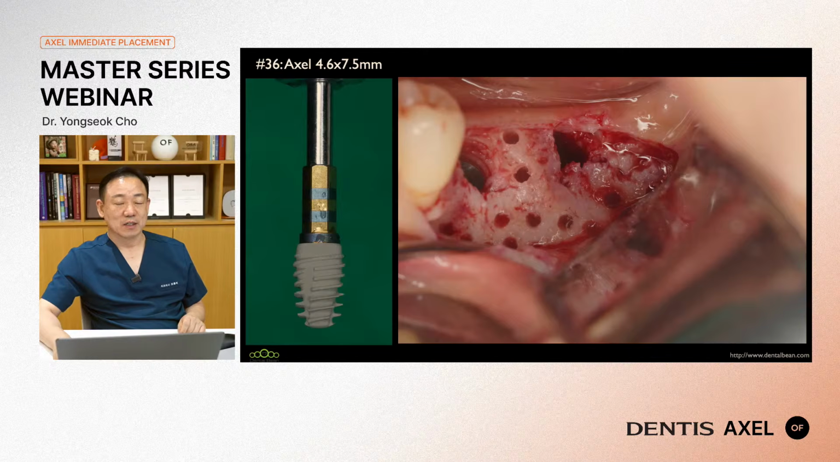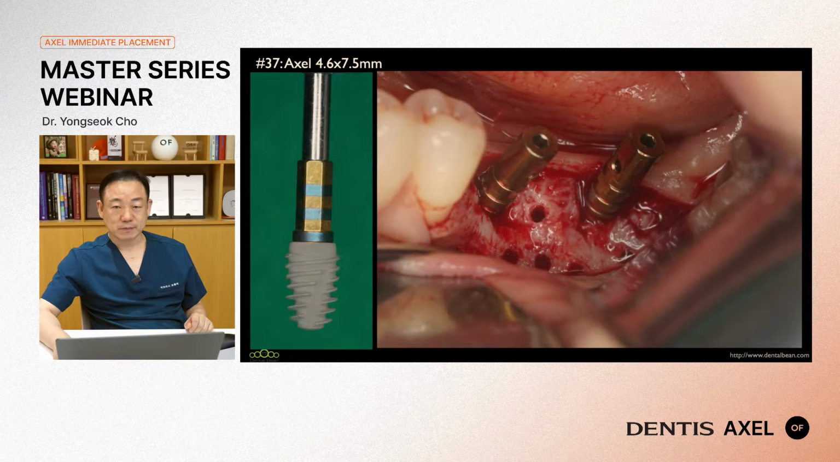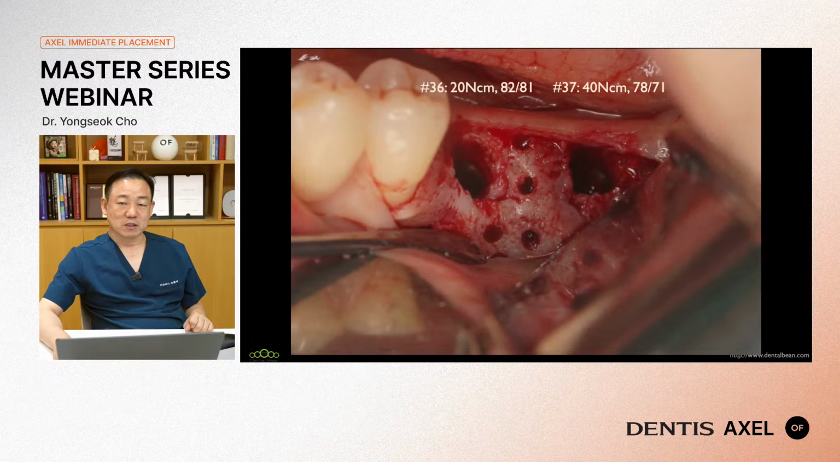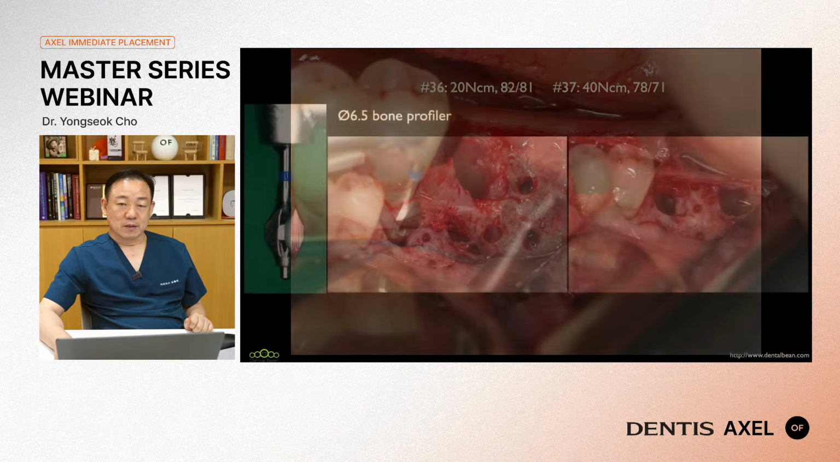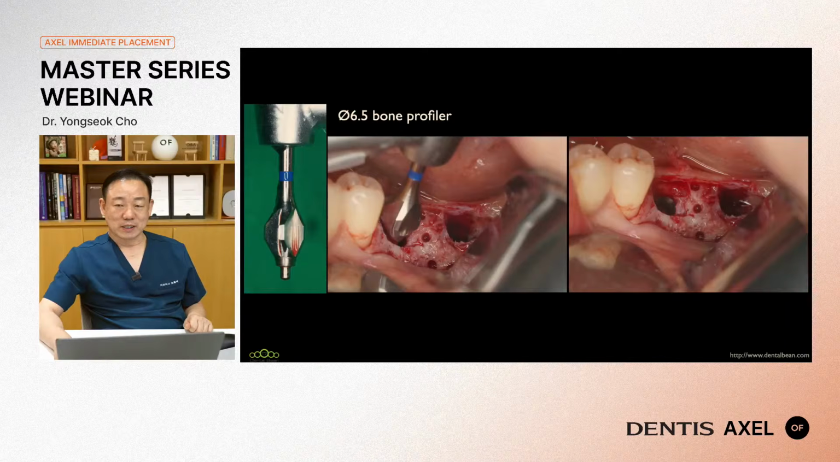So I selected the 4.6 by 7.5 short implant. Better to place the implant deep enough. Okay, it was deeply placed and I can get enough stability. Bone profiling was done to avoid interference of the healing abutment with the bone.